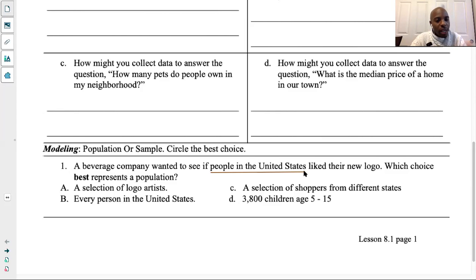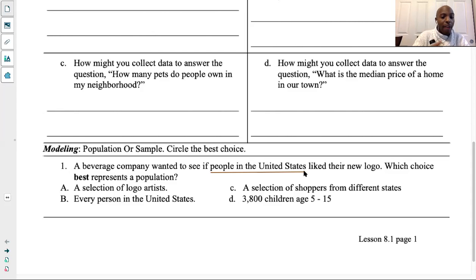Okay. We have a selection of logo artists, right? Which are logo artists. It definitely could be a population. This is a particular type of people. However, it's a particular type of people, right? We're talking about people in general. Did they mention a specific type of people? No, they mentioned people. So I think that was a little too specific for us there, right?